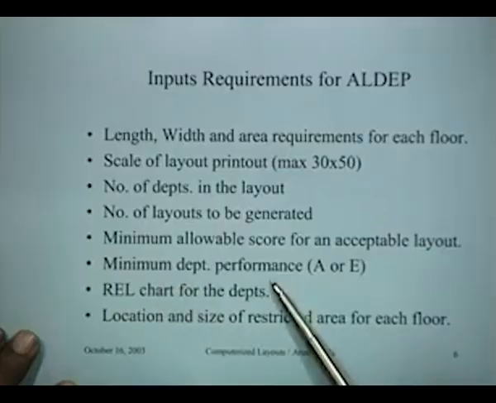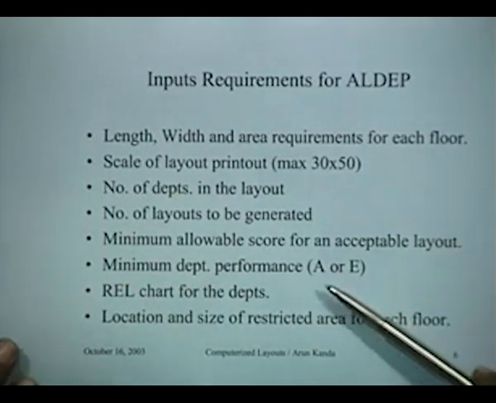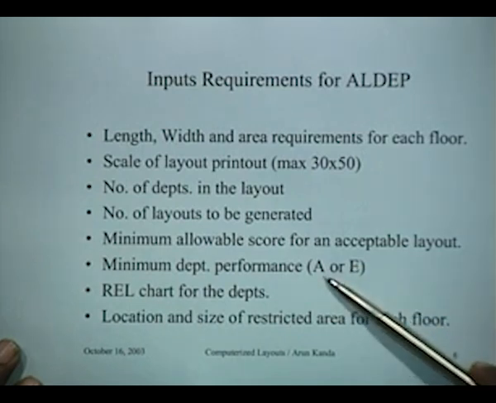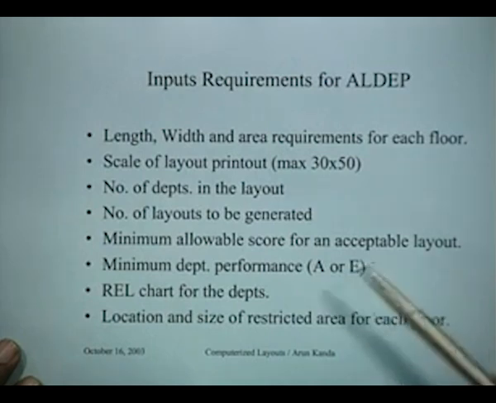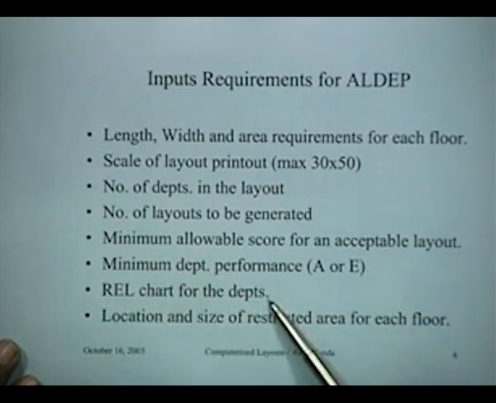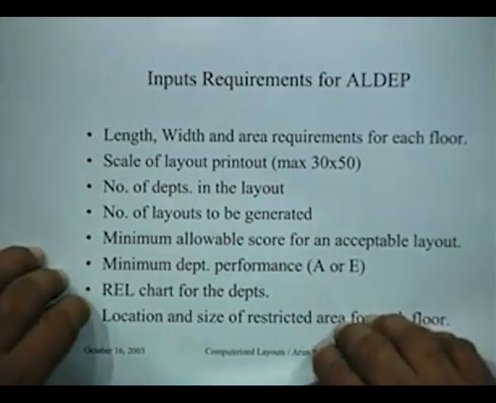The minimum department preference can be either A or E generally. What this means is that if a department is already placed in the layout, the next department which you pick up for placing adjacent to that department should have a high activity relationship with that particular layout. So it can be specified as A or E. You need the REL chart for the departments. You need the location and size of any restricted area for each floor. So these are essentially the requirements for running LDAP in that sense.